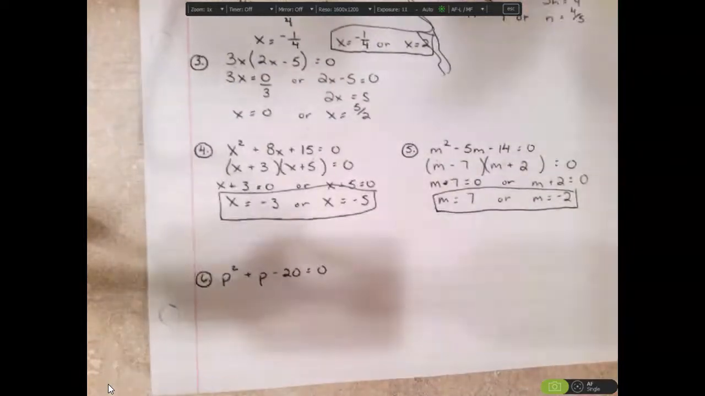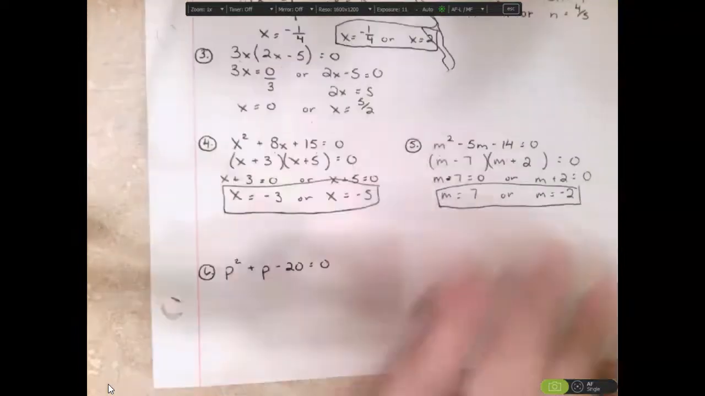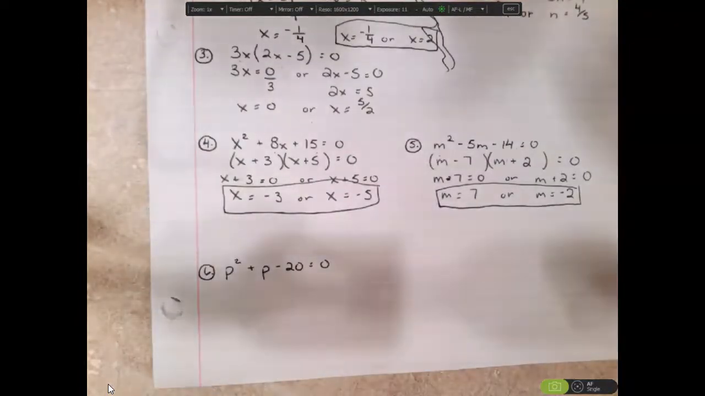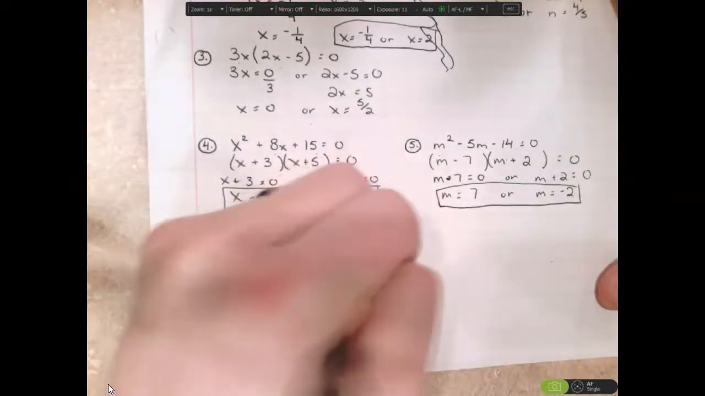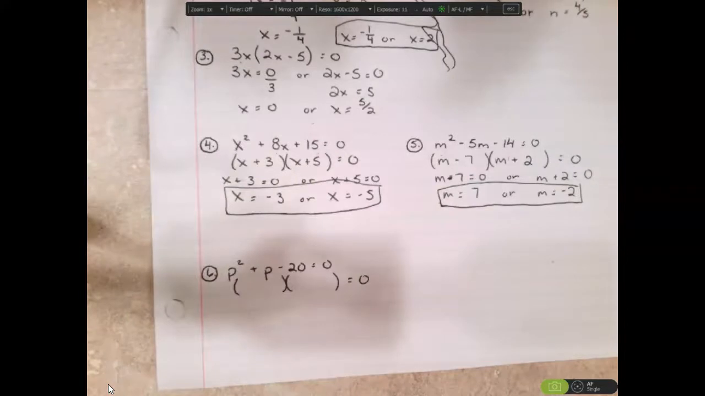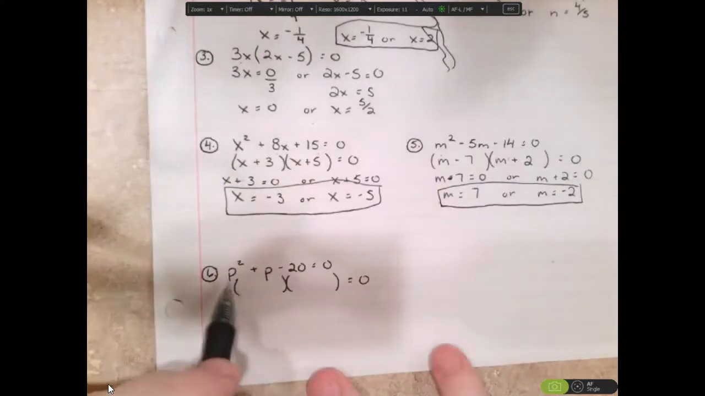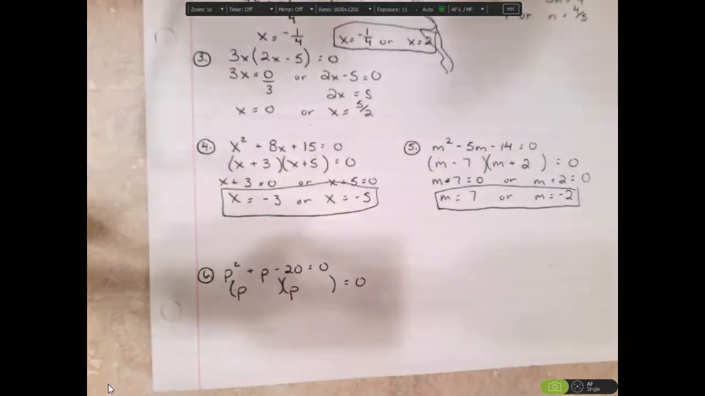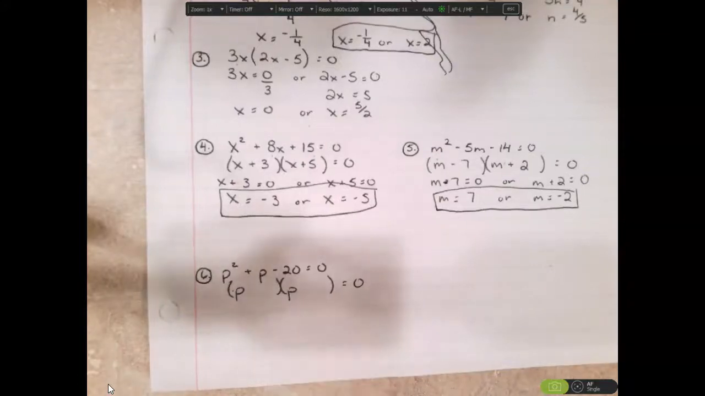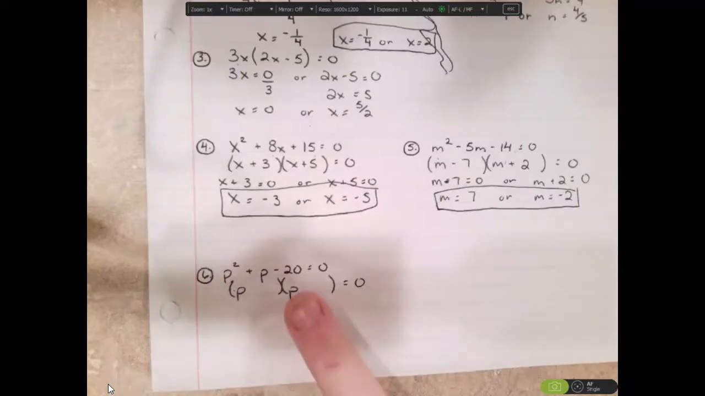Let's move ahead to number 6. This will be our last one that we look at, where we have to go through and factor in the way that we've done numbers 4 and 5. So again, when we factor, we need two quantities. So I'm going to go ahead and lay out my parentheses. The only thing you can multiply together to get p squared is p times p. And now I need to break up -20 into two things. When multiplied, give me -20.